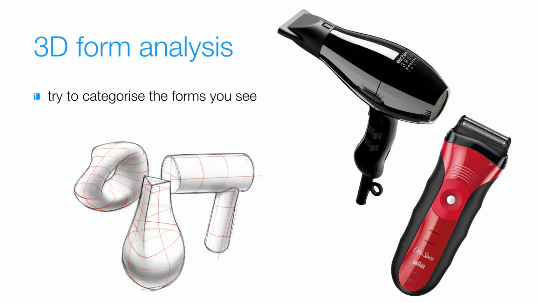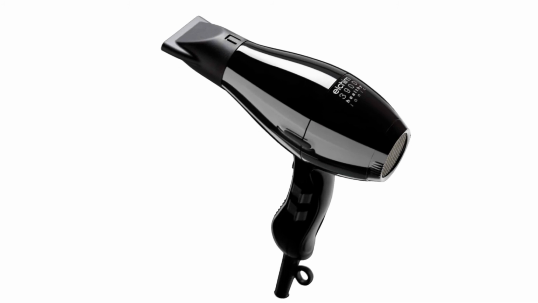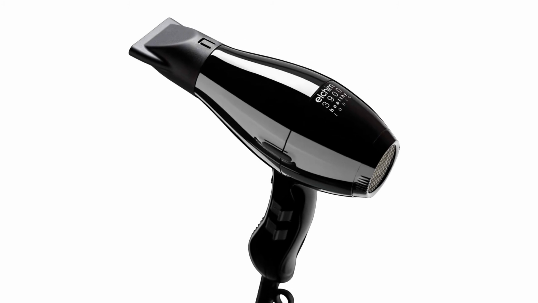Try and categorize the forms that you see around you, as well as the forms that you design during the project. So let's have a look at this hairdryer. When we look at the shapes, the contours of the form, we can identify a couple of quite distinct classifications. So for example, the main barrel we can see is convex. It's outward shaped.